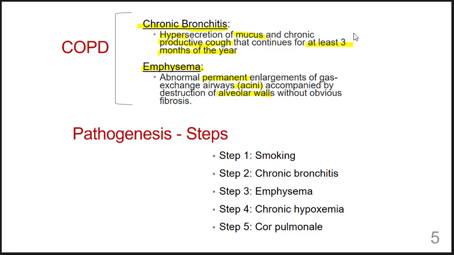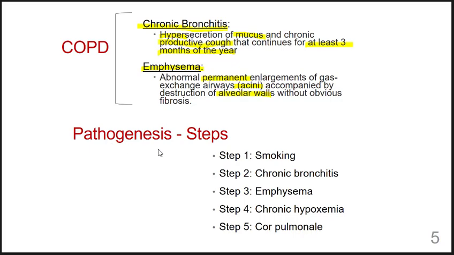So what we have here is a situation where we have a reversible condition, that being chronic bronchitis, and emphysema, which is permanent or not reversible. Both chronic bronchitis and emphysema are associated with this enhanced chronic inflammatory response in the airway to noxious chemicals or gases, that being smoking.